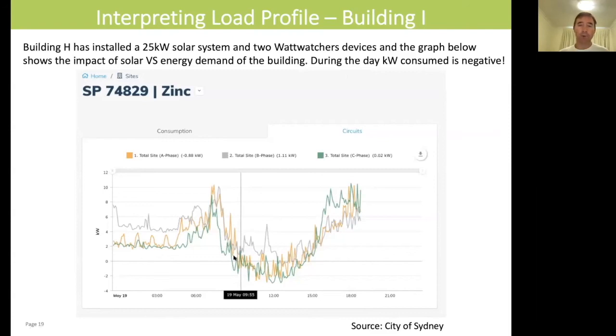It's got two Wattwatchers devices. The one that we're looking at the output here is the Wattwatchers device that is on the common area meter. And you can see that during the middle of the day, the amount of kilowatts consumed off the common area meter actually goes negative, and that's because the solar system is feeding into the grid.